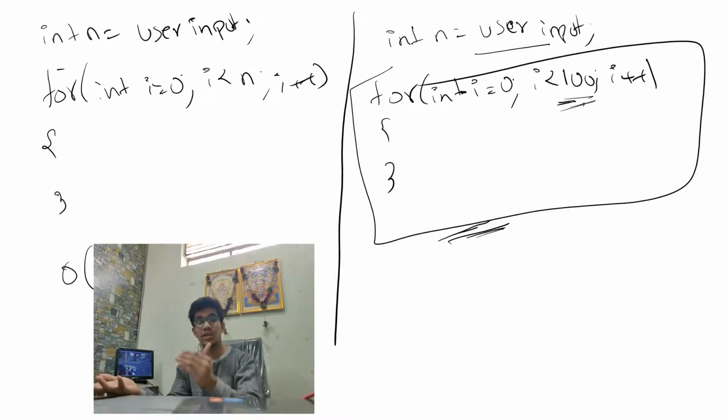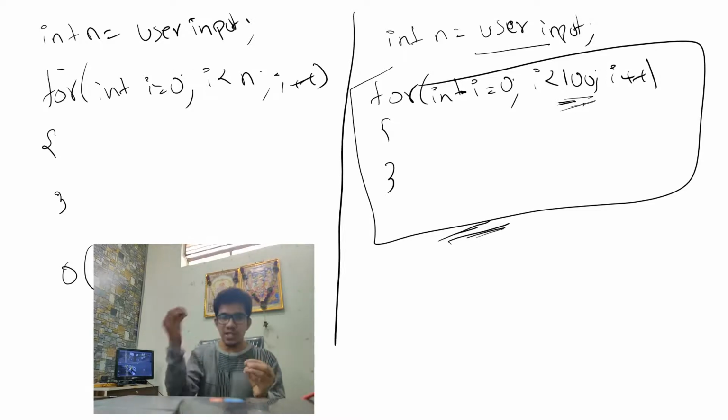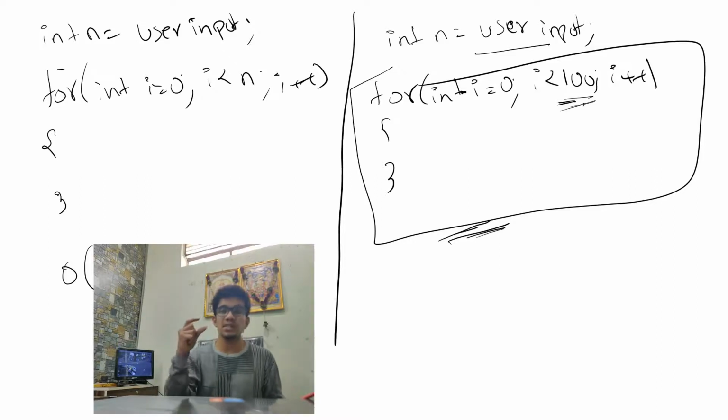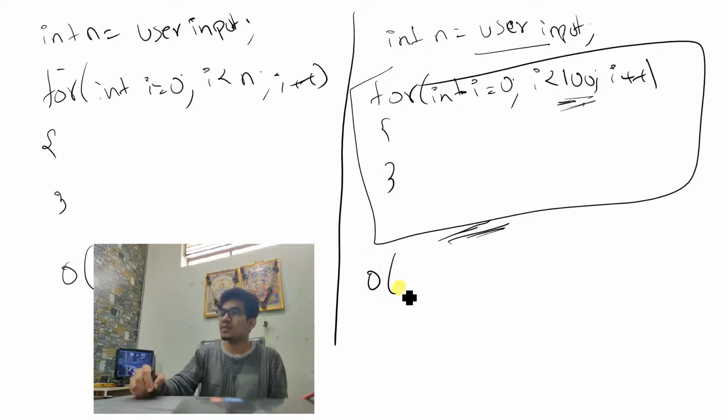Since there is no relation with the n value, you have to think like this: whatever the input is, this program will take a constant time. This program will take constant time. How is it represented? The constant time is represented with order of 1.